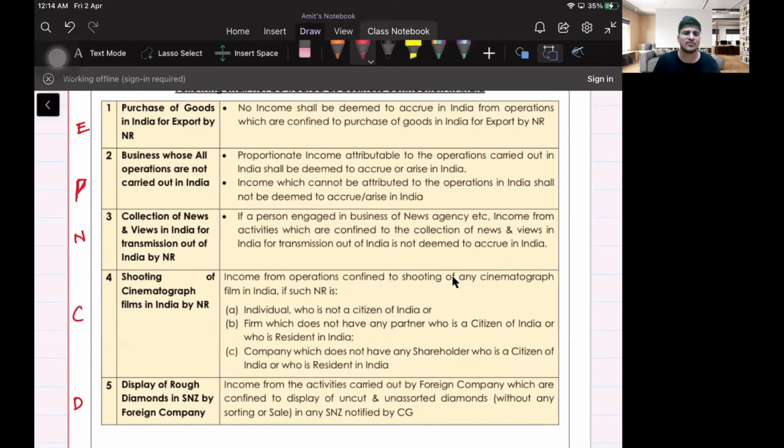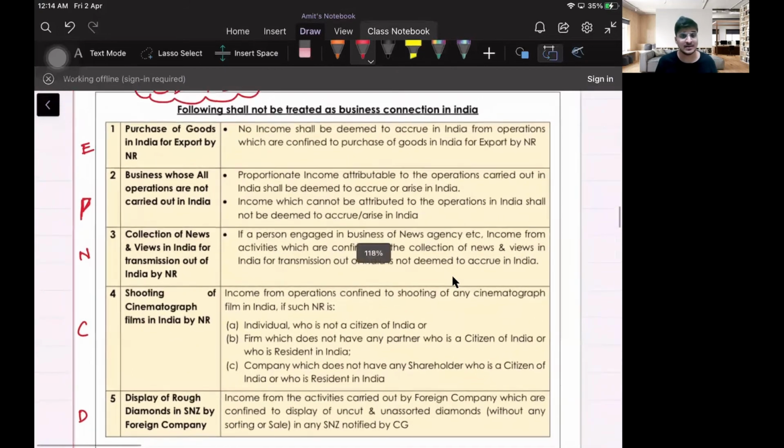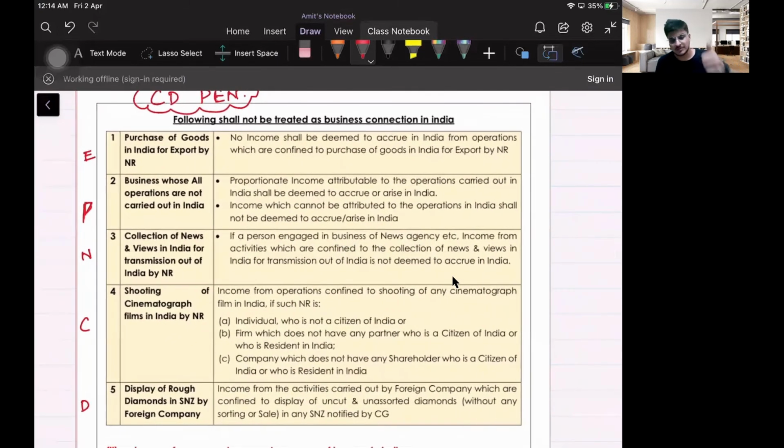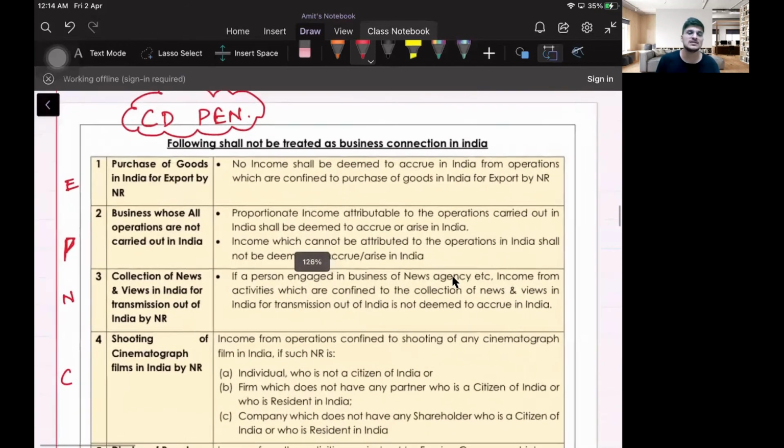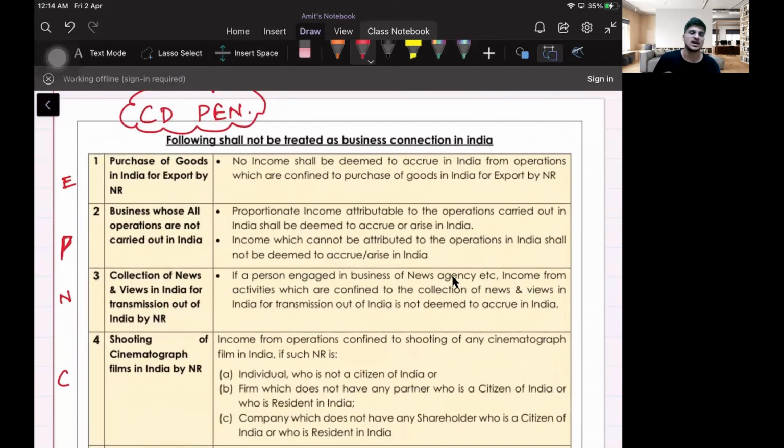D is what? Display of rough diamonds in special notified zone by foreign company. That is also not considered as having a business connection in India. So C is done, that is cinematograph films. D is rough diamonds. Then pen, P is what? P is business whose all operations are not carried out in India। मतलब only proportionate income which is attributable to Indian operations will be considered as income for that non-resident person. This is your P.